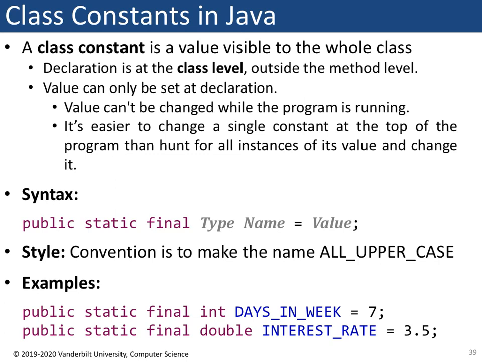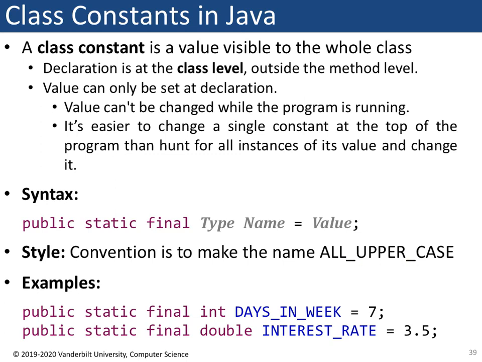The syntax used to declare a class constant is public static final, and then the type, and then the name of the class constant, followed by the value which you wish to assign to the class constant. And the style that we intend for you to use, the convention in Java, is for all class constants to be fully uppercase with each word separated by underscores if you're using a multi-word class constant.